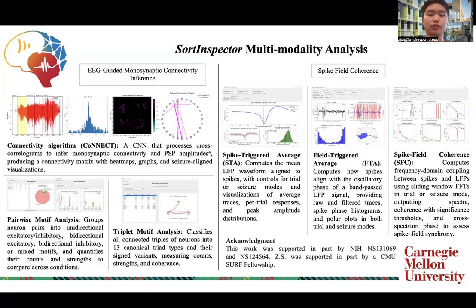To summarize, Sort Inspector is an open source cross-platform framework that unifies spike, LFP, and EEG analysis into a single interactive interface. It provides powerful single modality tools and extends to multimodality modules that bridge the micro-macro divide critical to seizure research. By doing so, we hope to enable more mechanistic insights into seizure initiation and propagation, and ultimately support the development of better intervention technologies.